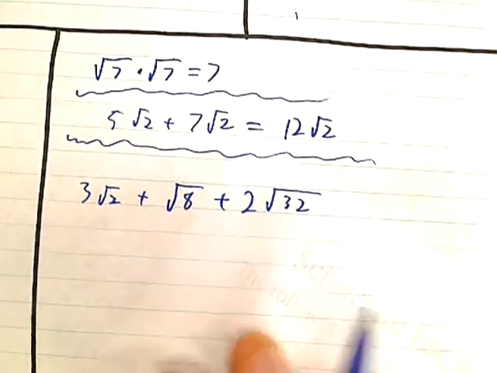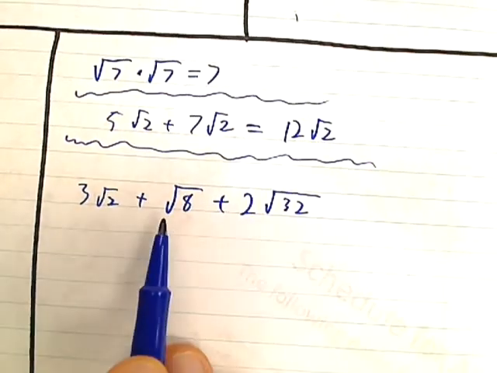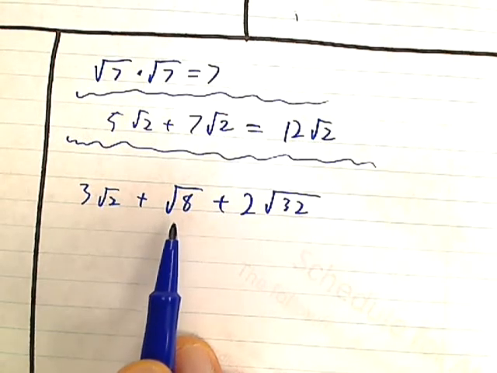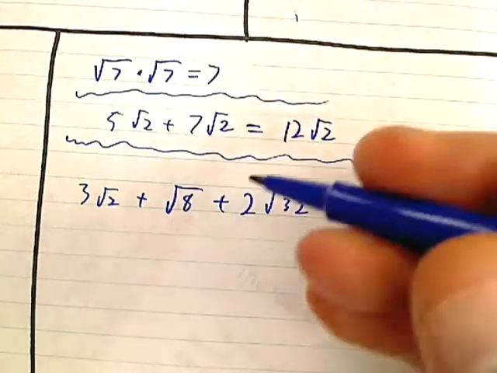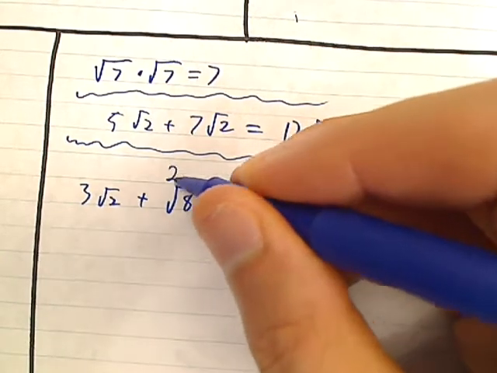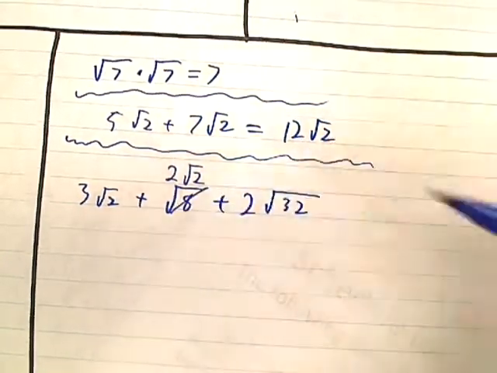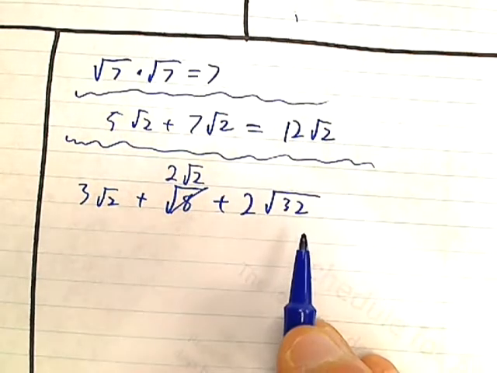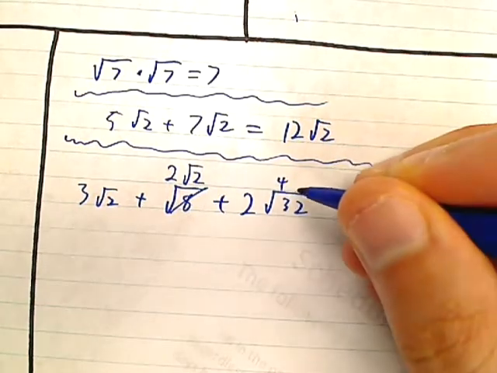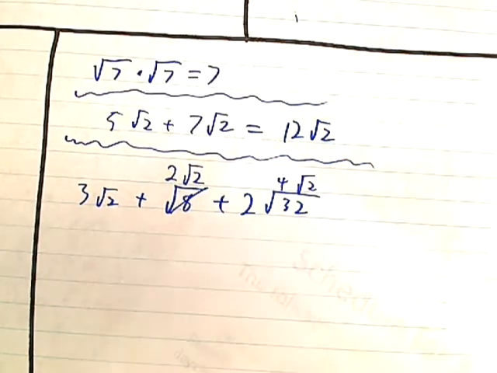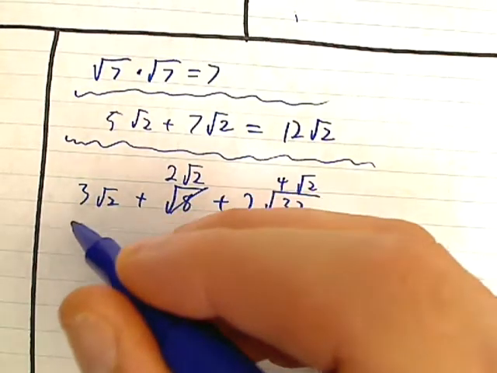But I've set this up so that something will happen. What is square root of 8? Simplify this. You can use your square free chart, or maybe you know this is just 2 square roots of 2 from having done it so many times. So the square root of 8 is really 2 square roots of 2. And the square root of 32 is 16 times 2, so that's 4 square roots of 2.